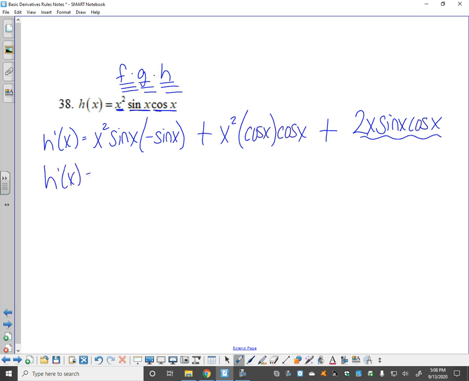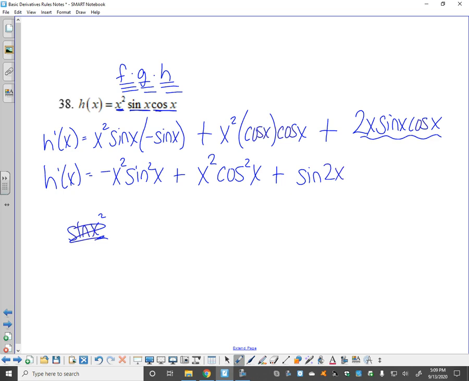H prime of x equals negative x squared sine squared x. Pause. Take the negative up to the top, leave the x squared. Sine times sine is sine squared. Sine times sine is not sine of x squared. That squares the x. I'm not trying to square the x, I'm squaring the sine. This is going to give me x squared times cosine squared of x. And 2x sine x cosine x is x sine of 2x. Double angle formula.